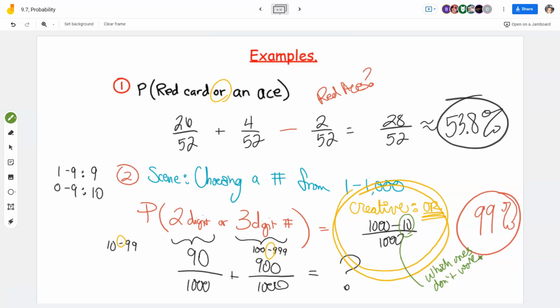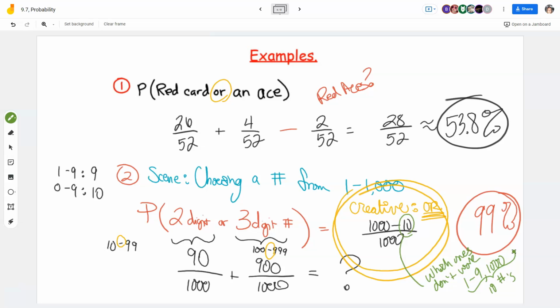1 through 9 and 1,000. Yes. You have 1 through 9 and 1,000, because 1,000 is a 4-digit number. I have 10 numbers, which was a lot easier to count. I have 10 numbers that didn't work. So from 1 to 1,000, I'm not starting at 0, I'm starting at 1. There are 1,000 numbers here.